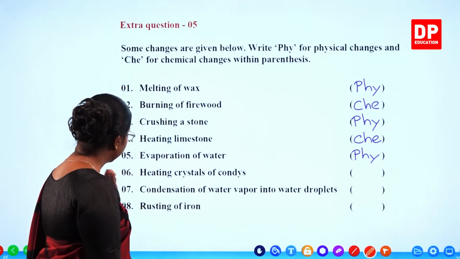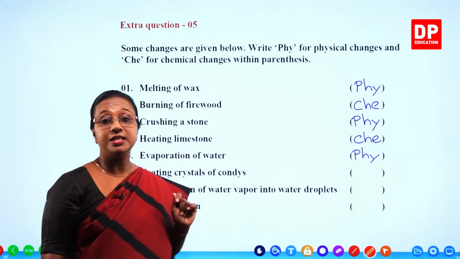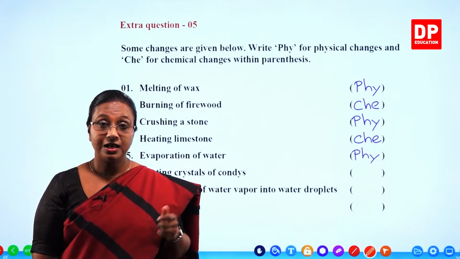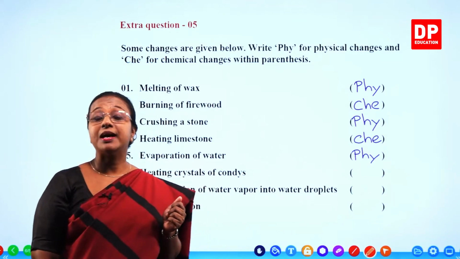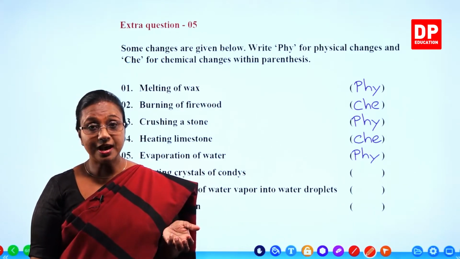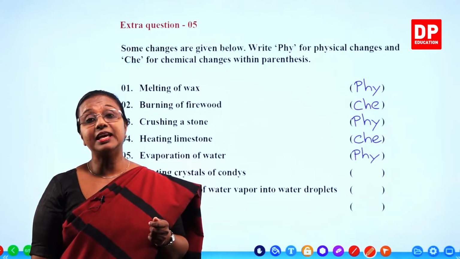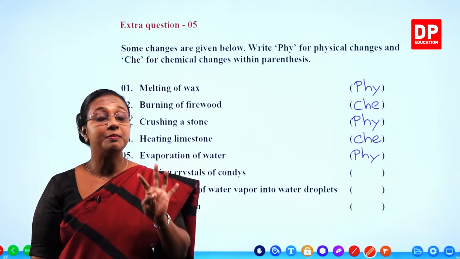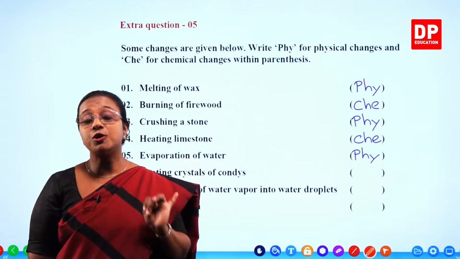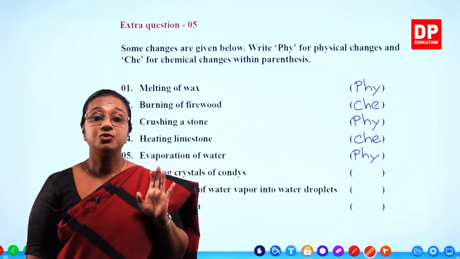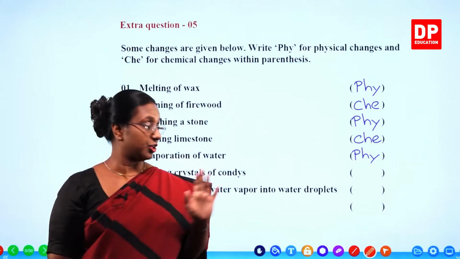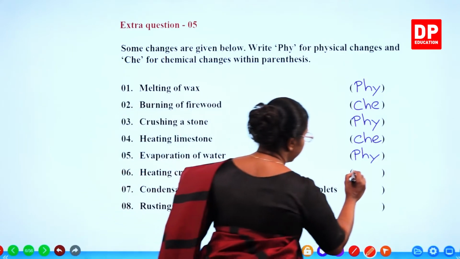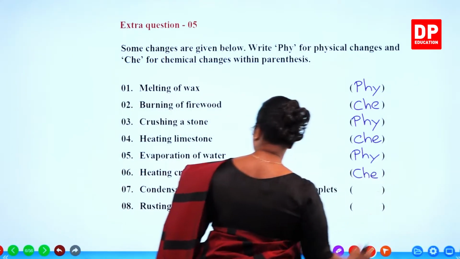Then the sixth one, heating crystals of Condy's. What is Condy's? Condy's is potassium permanganate. And when you heat potassium permanganate crystals, what happens there? Again, it is a chemical decomposition reaction. Potassium manganate, manganese dioxide and oxygen gas are produced. So, it is a chemical reaction. You are familiar with the equation also. Heating crystals of Condy's, chemical reaction.